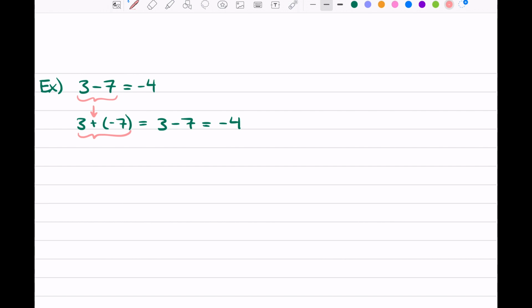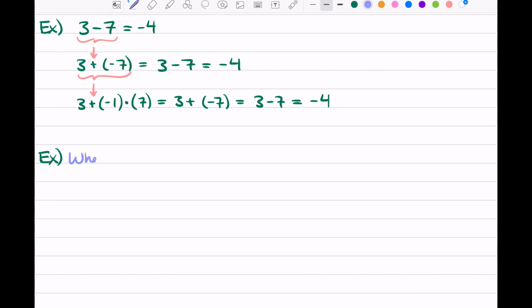3 plus negative 7 can be rewritten as 3 plus negative 1 times 7. And this equals 3 plus negative 7, which equals 3 minus 7, which equals negative 4. So we can see that 3 minus 7 can be rewritten in a couple of ways. This might not really seem that important, but as we get into our next example, you'll see why I brought it up.